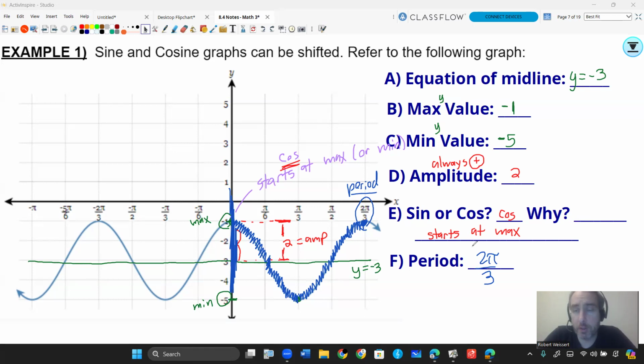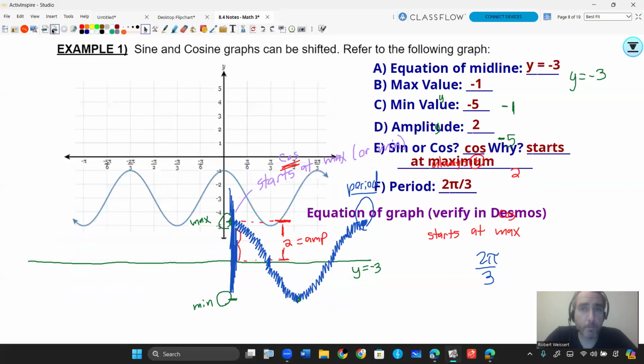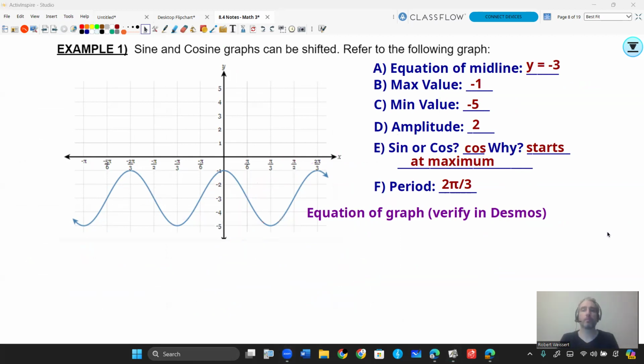So now what we have to do is figure out how to build a graph from this, okay? Take a moment to write all these down, and let's come up with the graph. We'll graph it in Desmos to make sure we're on the right page.